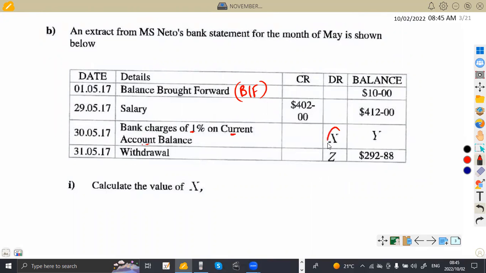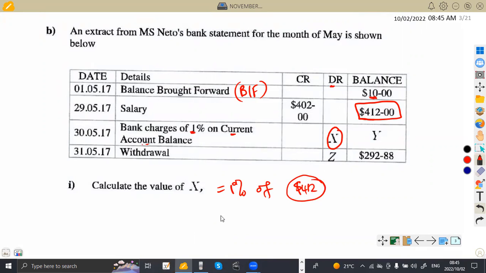So this X that we see here is a debit, which is going to be affected by the 1% of the amount that we see for this one, $412. So our X is going to be 1% of the current amount, which is $412. Because remember, it was 402. Now, because of the balance, we are now having $412. So that is why we are using that as our 1%.